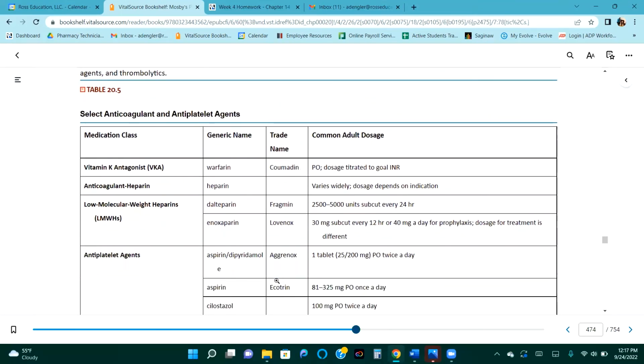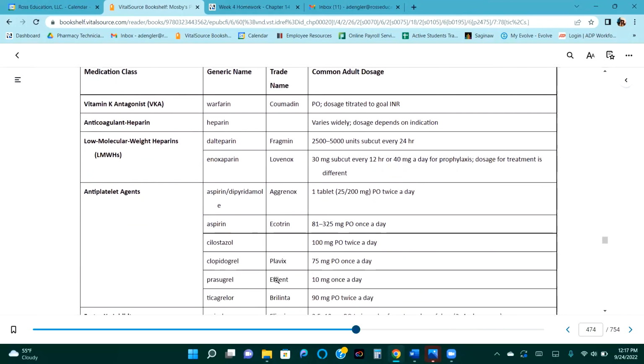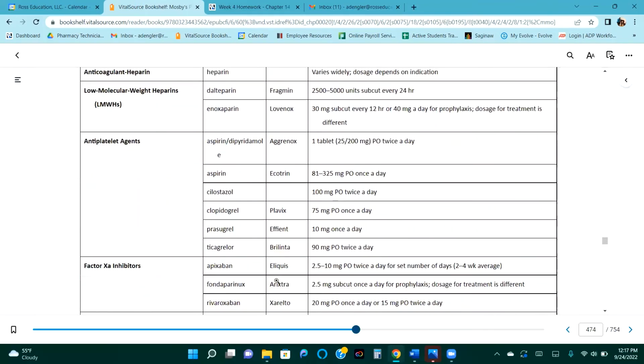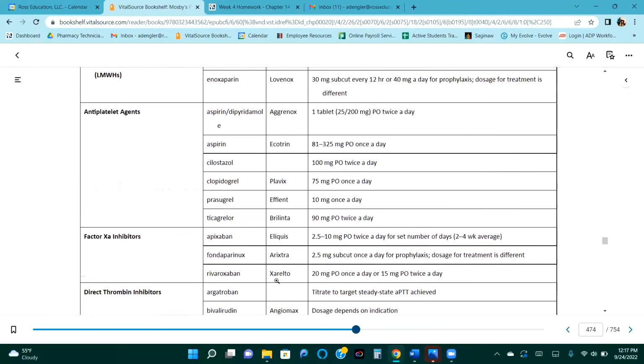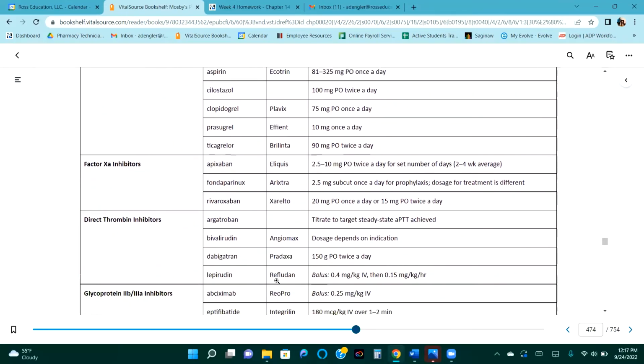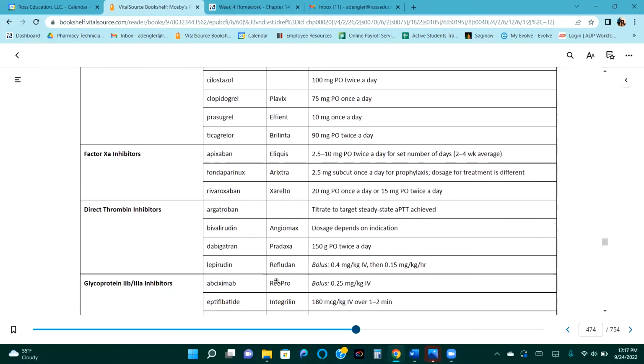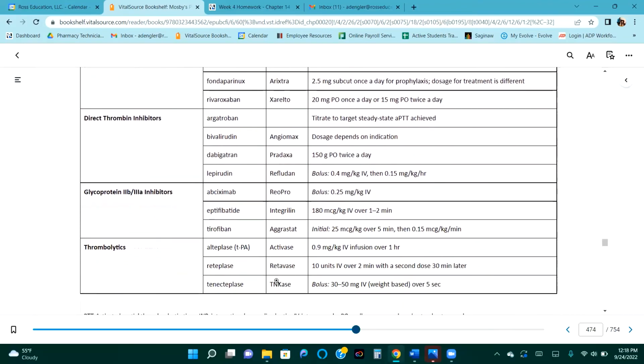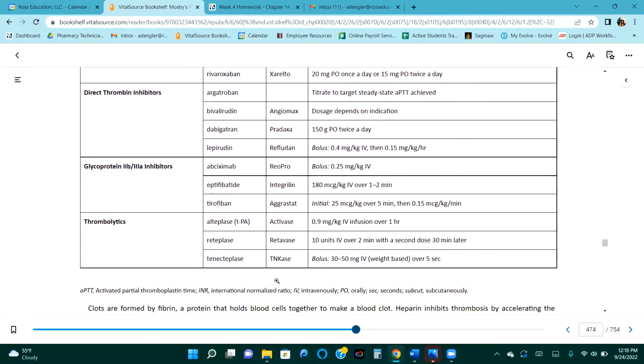Table 20.5 lists select anticoagulant and antiplatelet agents. Warfarin, heparin. We have antiplatelet agents like aspirin, clopidogrel, cilostazol, factor Xa inhibitors like apixaban, Eliquis, direct thrombin inhibitors like Pradaxa, glycoprotein IIb/IIIa inhibitors like Aggrastat or Integrilin, and thrombolytics such as Activase, Retavase, or TNKase.